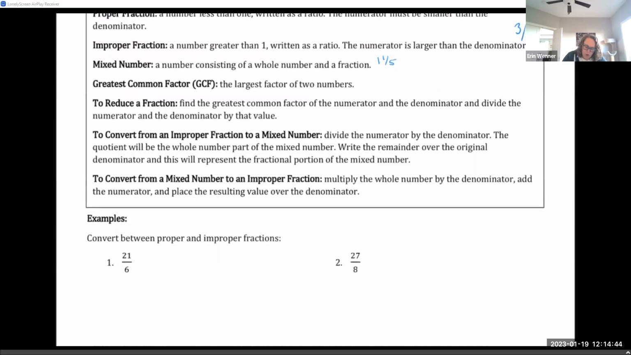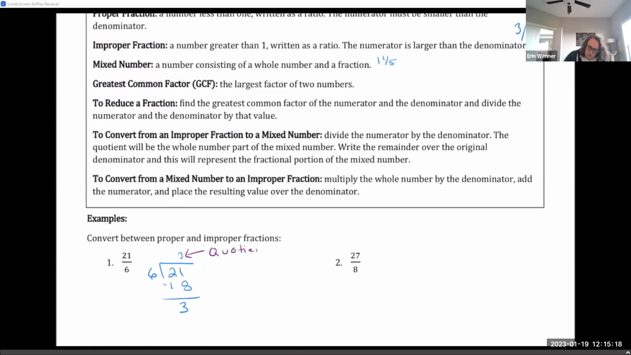So if we look at number 1, 21/6, it says convert between proper and improper fractions. Again, this is an improper fraction. We want to write it as a mixed number. So we're going to take 21 and divide it by 6. Well, 6 goes into 21 3 times, because 6 times 3 is 18. We subtract these. 21 minus 18 is going to be 3. And so this is the quotient, this piece right here. That's the quotient.